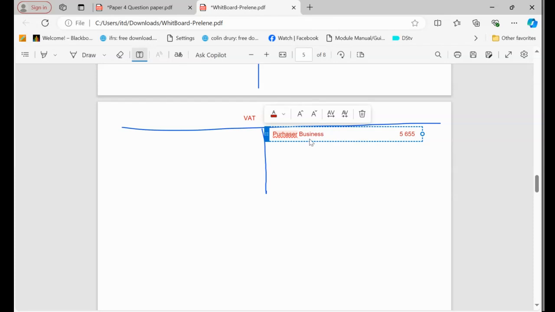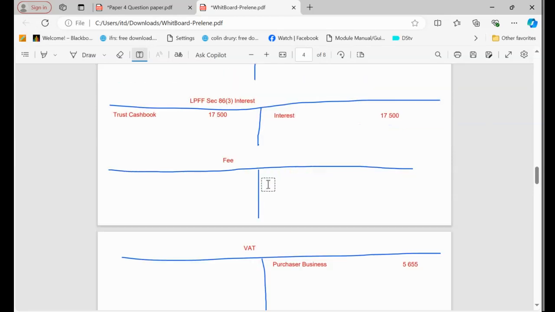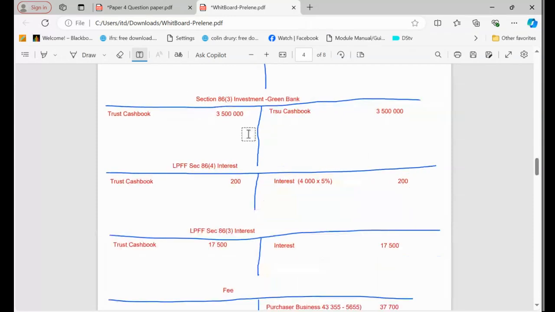Obviously, I will need to have the fee without VAT. I must do the same for the fee. I'm going to take that original amount and minus VAT. The original amount was how much? Was 43, right? Minus 5655 gives you 37,700. Does that make sense? Yes. So if you add them together, they must always take you back to that.